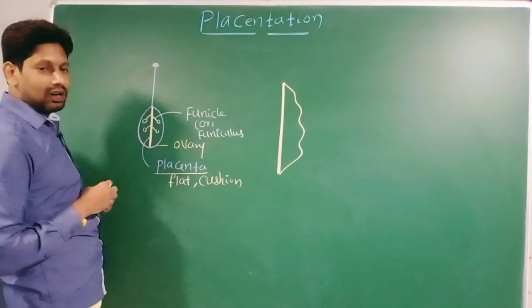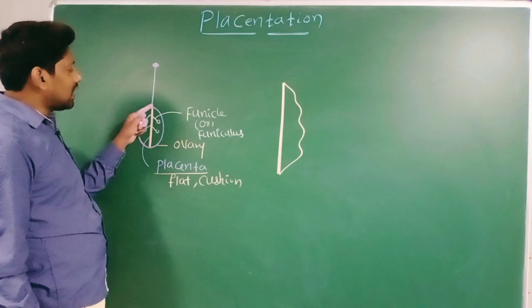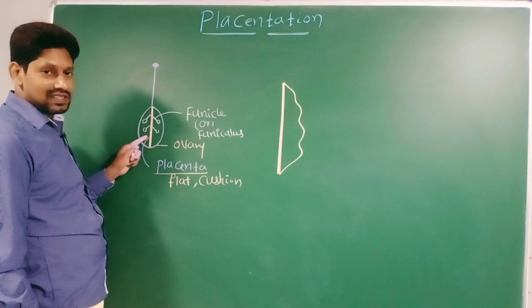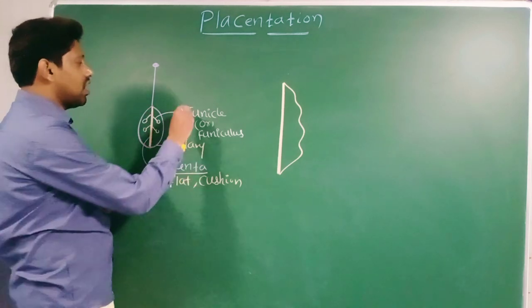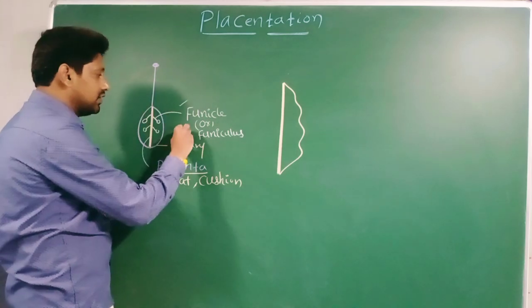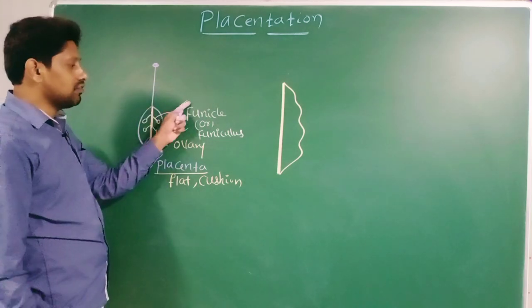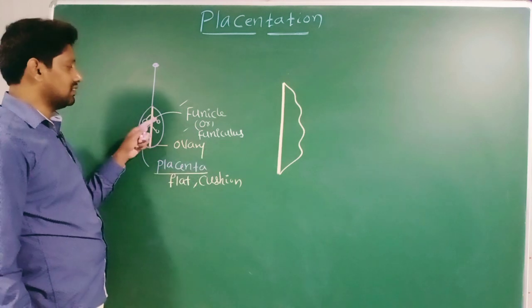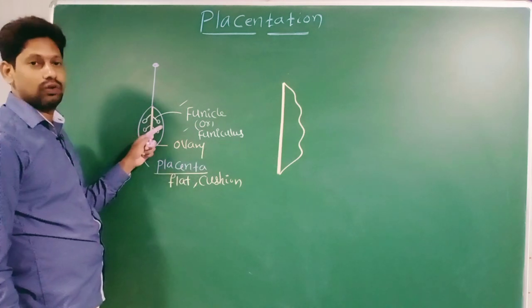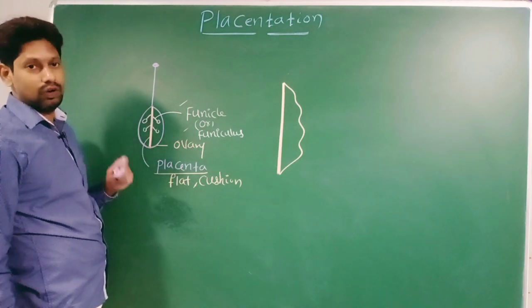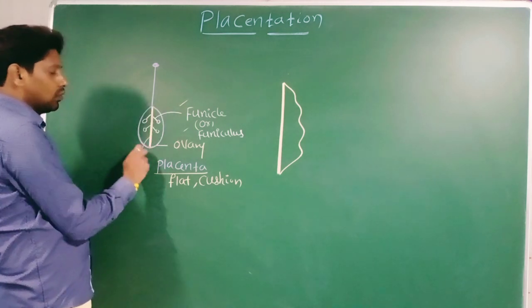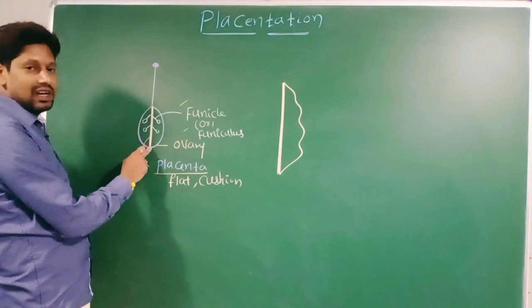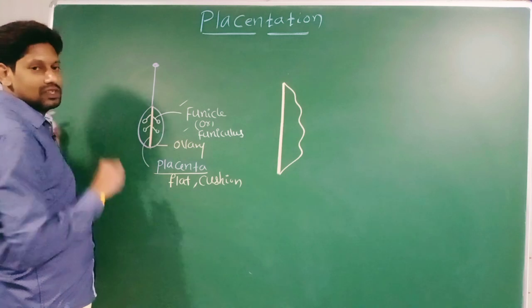Therefore, ovules are attached to what? The placenta, with the help of a stalk called a funicle or funiculus. This funicle or funiculus is nothing but the stalk of the ovule. Now see, what is this one? Ovary. What is this one? Placenta. What are these? Ovules.